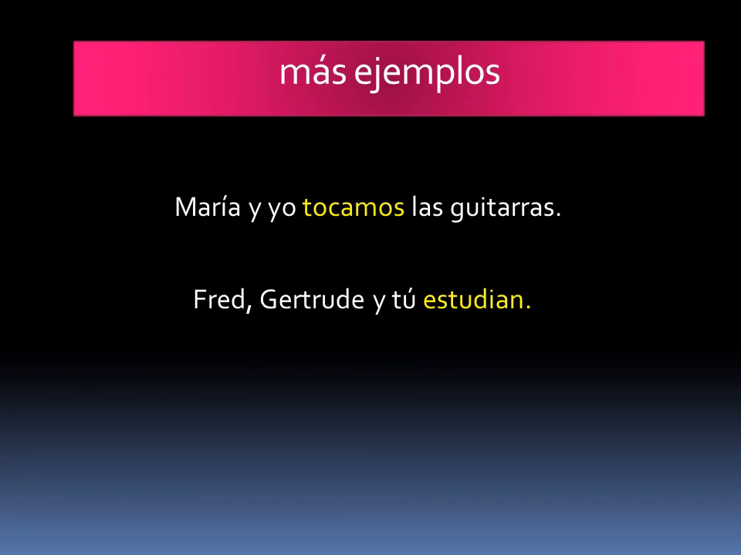And sometimes we can combine names with subject pronouns. Look at the first one. María y yo tocamos las guitarras. We've combined a name with a subject pronoun, yo. Be careful when you see the yo, if it's combined with a name, it's nosotros. Same with Fred, Gertrude, y tú estudian. Even though we see two, you have two other names, and that is ustedes. Got it?